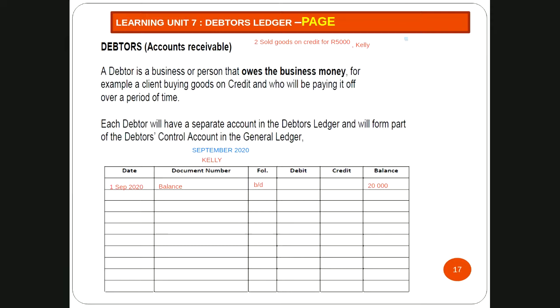Now, remember, I'm just coming up with this transaction, so I'm still going to take an exercise. Now, on the second tier, let's go back to the transaction. We sold goods on credit to Kelly. Because I'm opening Kelly's account, I need to go back and say, okay, on the 2nd of September.